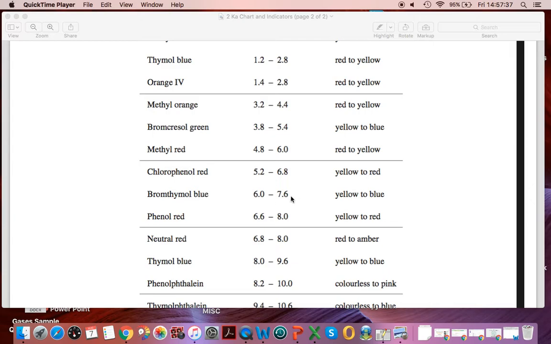So if we look at bromothymol blue, it's yellow from a pH below 6. It's blue when it's a pH above 7.6. And between 6 and 7.6, it is a blend of those colors, so it would be green. And so indicators are a useful tool because they give us clues about the pH of a sample.